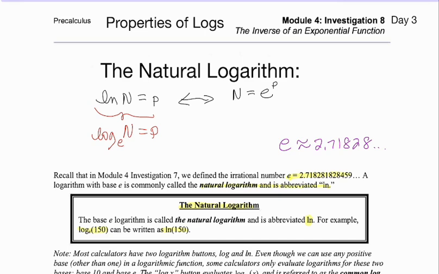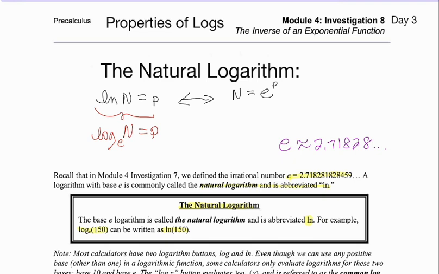So there are two types of logarithms that you will find on a calculator. You will find a common log, which is a base 10 log, and that just says log. You also find what's called the natural log, which is abbreviated ln. Now, that ln is just a shortcut for writing log base e. So you can write log base e or you can write ln. They are both the exact same thing. This just gives us that shortcut notation.